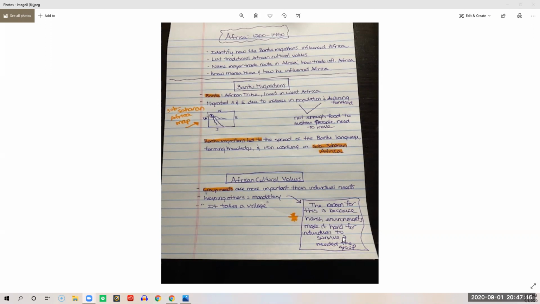It can't just be a list of facts. There's got to be some explanation and some connection going on. So when you go back and review these notes for a test or a paper, you've got that connection that's going to make it easier to remember.